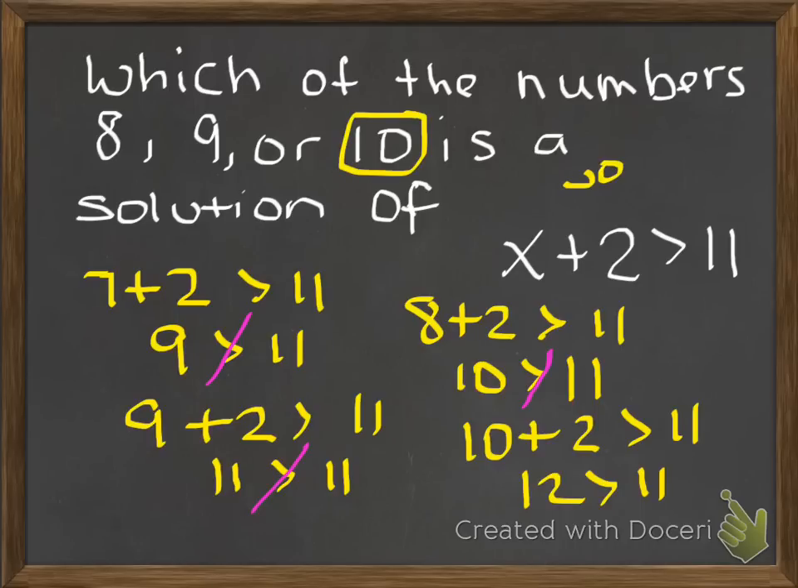So the solution that works is 10. So that's what we would write on our answer line, 10. Make sure that you would not write the 12 right here. You would write the number 10. Sorry if that was a little confusing. I had to change the solutions there, the possible numbers.